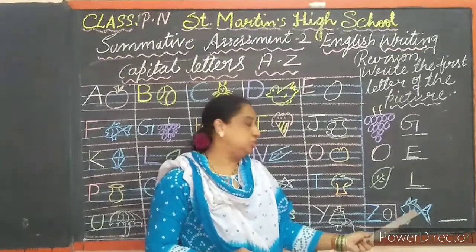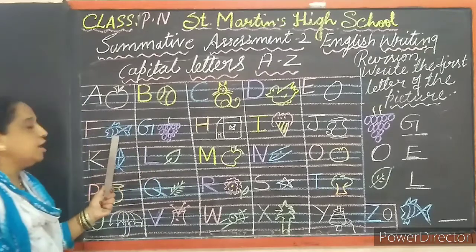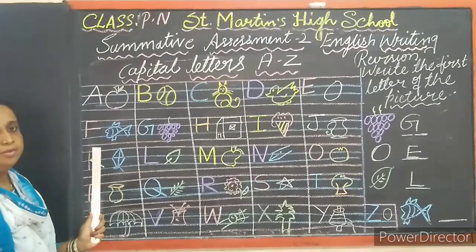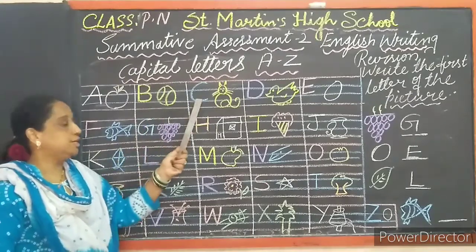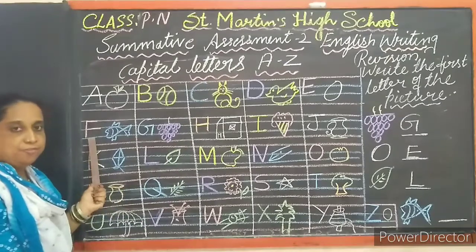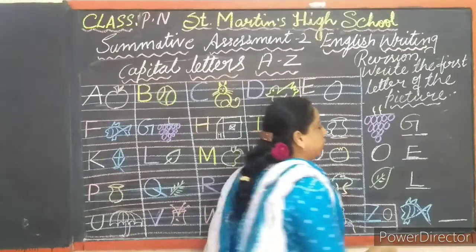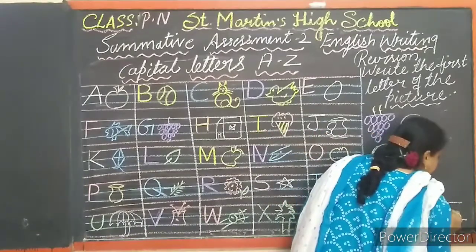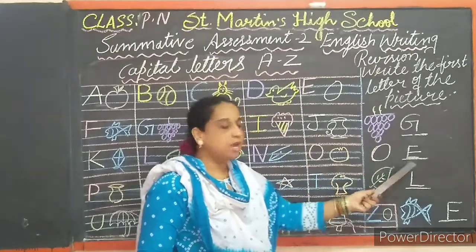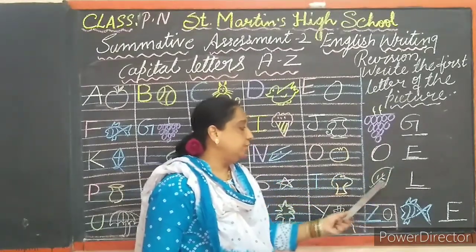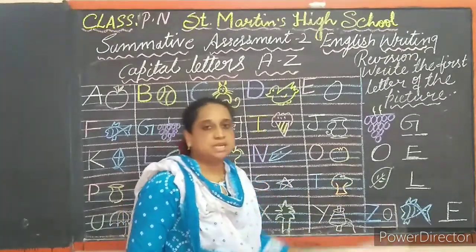Next, what image is written here, children? Fish. Very good. Fish comes in the sound of F. Very good, children. F for fish. So what do we have to write there? What letter should I write? Come on, tell me. Should I write letter B? No. Should I write letter C? No. Then F? Yes, very good. We should write letter F. So fish comes in the sound of F. So we should write letter F here. Understood? G for grapes. E for egg. L for leaf. F for fish. Understood how to write the first letter of the picture, children?